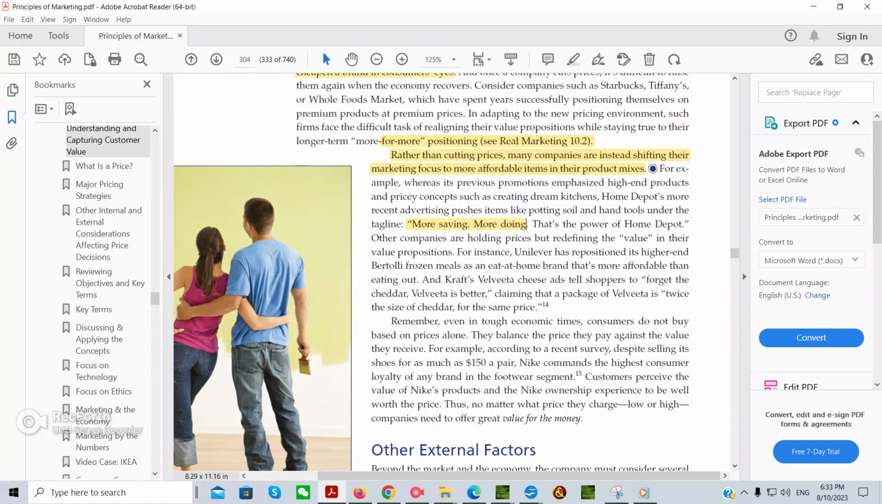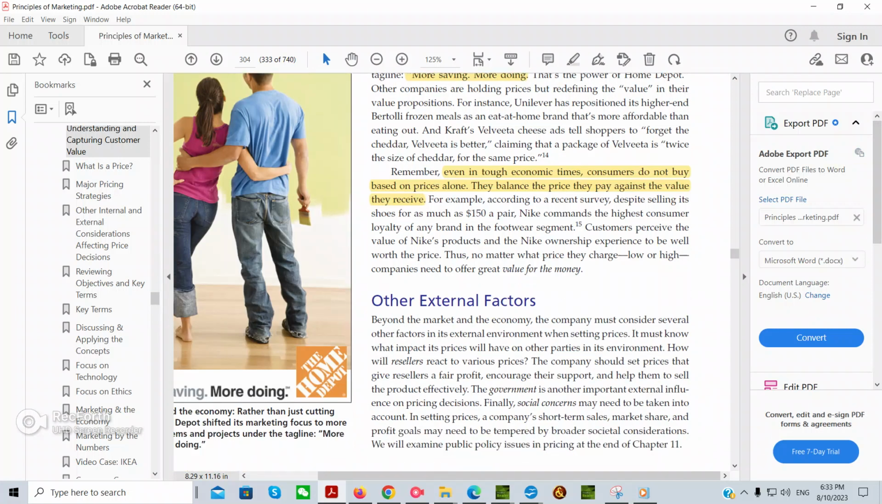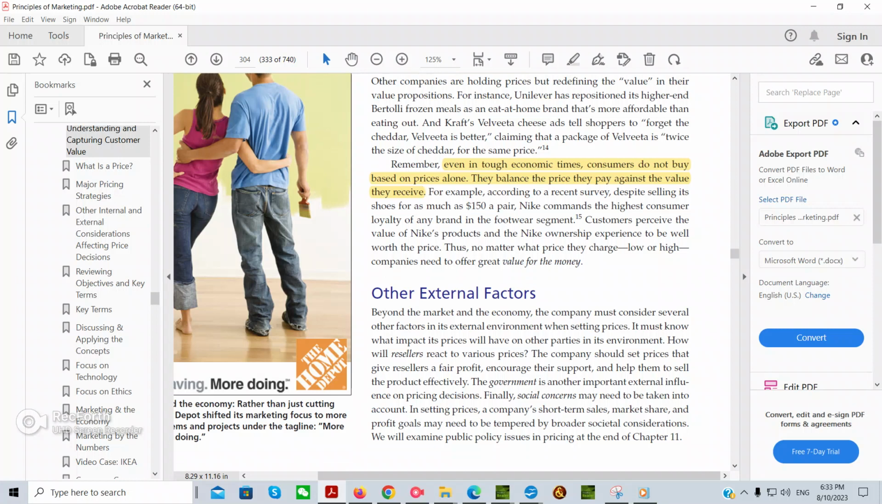Okay. Also, even in tough economic times, consumers do not buy based upon prices alone. They balance the price they pay against the value of what they receive. It's just like gasoline, right? There are different grades of gasoline that have different prices. Why are people willing to pay those different prices? Because there are different qualities. It's a very good reason for having a higher price, right? Different features and different benefits. Why? Because higher quality.